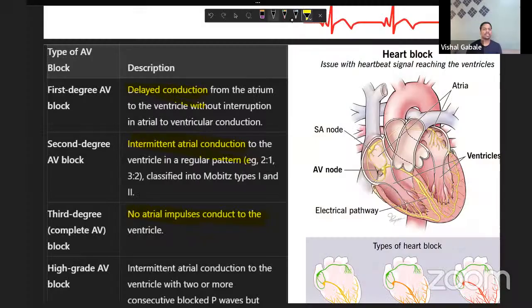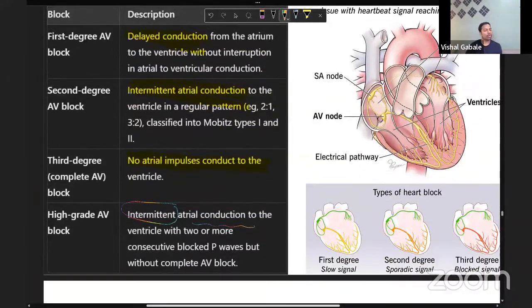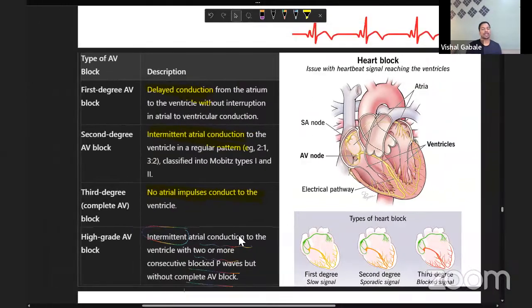And then there is your high grade AV block here. There is an intermittent atrial conduction block to the ventricles with 2 or more blocked P waves, but not a complete AV block. So you got it? In case of second degree and third, and your high grade, there is an intermittent atrial conduction. But here, in case of high grade AV block, there will be 2 or more consecutive blocked P waves, but without complete AV block. So let's see the ECGs now.